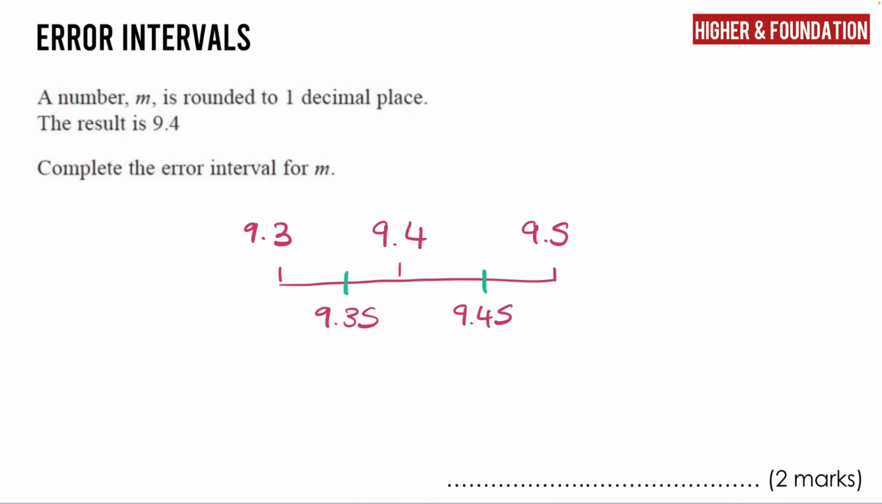Now when we're writing the error interval, sometimes we're given a letter, sometimes we're not. Here we're given the letter M, and we have our arrows pointing to the left. The left arrow has that extra line underneath it. Our lower bound goes on the left, 9.35, and our upper bound goes on the right, 9.45. So there we go, lots of different types of error intervals, but that there is a very common type of question looking at an error interval.